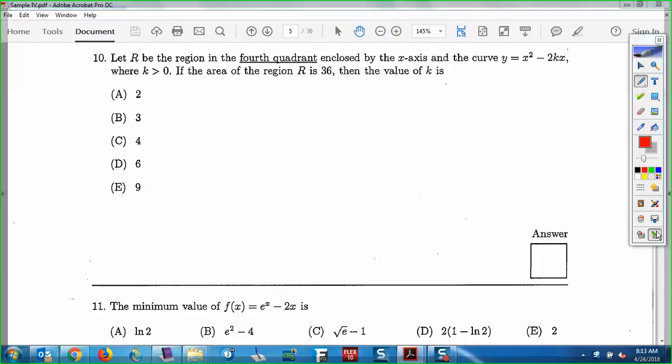All right, so let R be the region of the fourth quadrant enclosed by the x-axis and the curve y equals x squared minus 2kx, where k is greater than 0. The area of the region is 36, and the value of k is. Okay, so what do you really need here to be able to set this up?